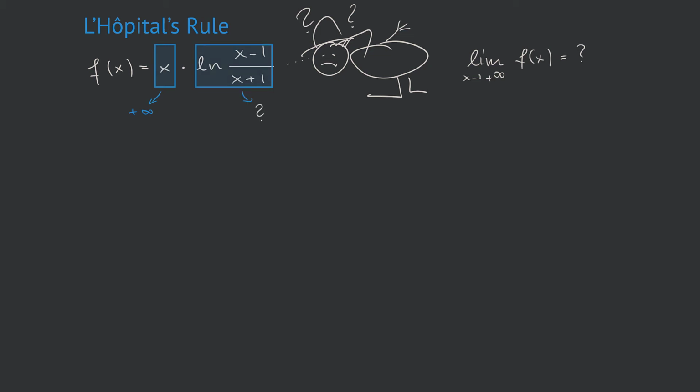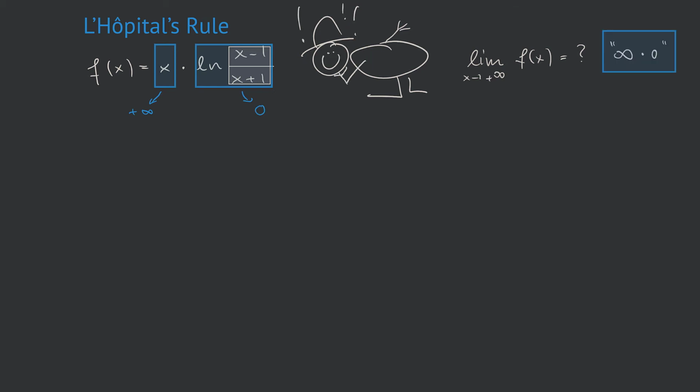Let's start from the interior and check where the expression within the logarithm function tends to as x tends to positive infinity. Obviously, as x increases and increases, the influence of minus 1 and plus 1 gets smaller and smaller, so that quotient tends to 1 as x tends to infinity. Now what happens to ln of this expression? Well, it tends to ln of 1, which is 0. So that entire second factor tends to 0 as x tends to positive infinity.